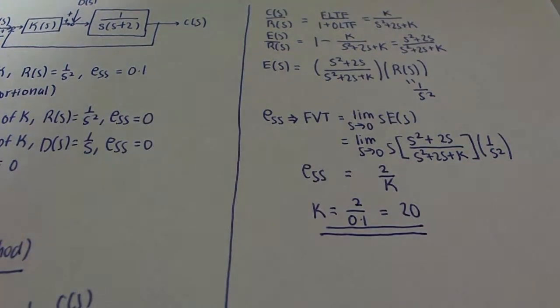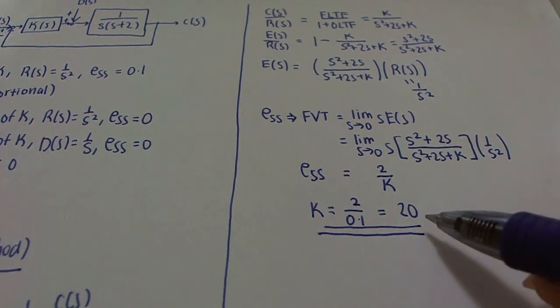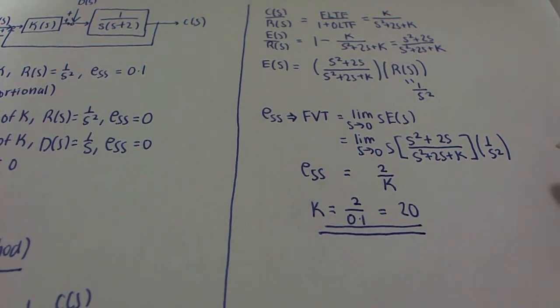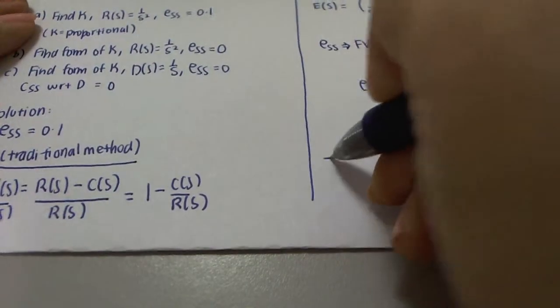So in order for us to have a steady state error of 0.1 with a reference input of a unit ramp, we need to have K equals to 20. So let's solve this using the second method.